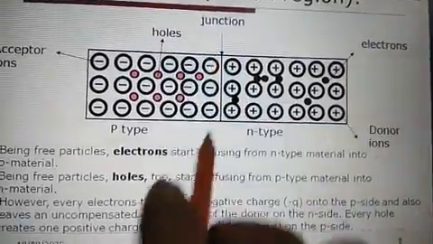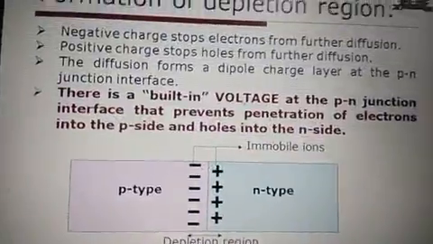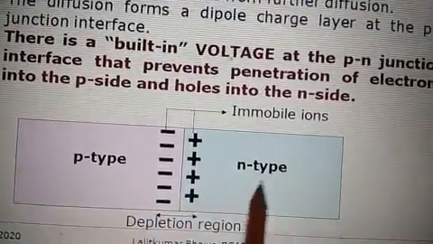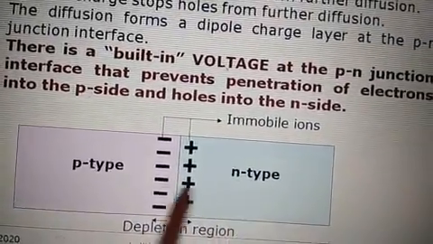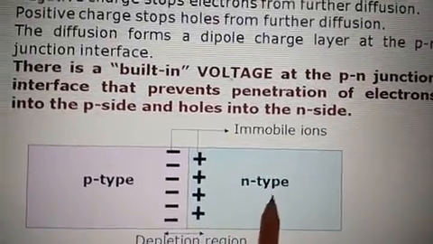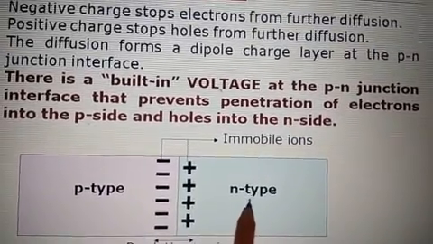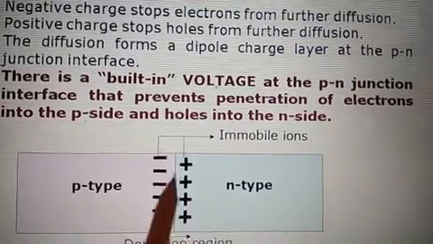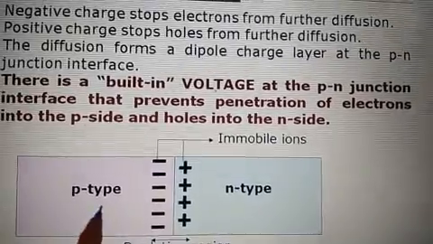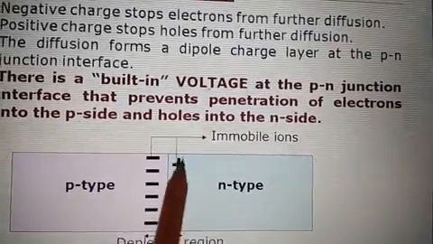While diffusing, a layer will be formed at the junction, and later on you can see this is called a depletion layer. The negatively charged electrons will travel to the P side and positively charged holes will travel to the N side. So one or more electron layers will be deposited at the P side, and one or more layers of holes may be deposited at the N side.